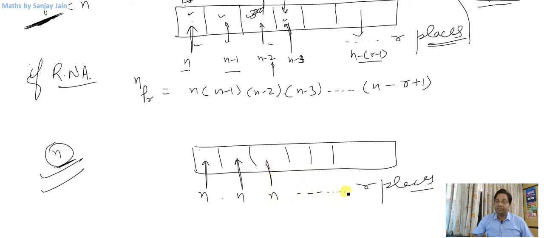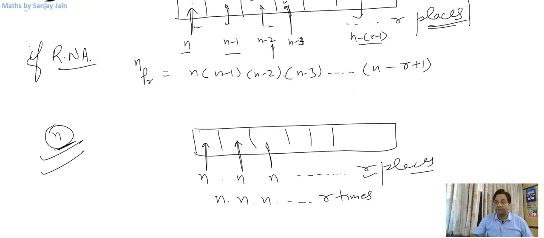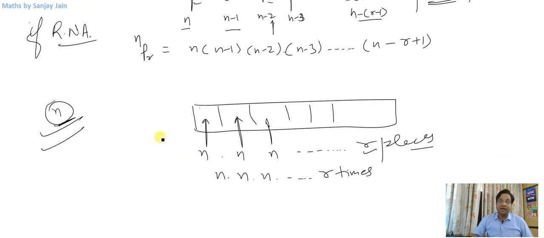And how many places do I have? r places. So n into n into n, r times, right? So these are the number of ways of filling these r places with these n digits. So out of these n digits, I'll take r digits and place them here. Repetition is allowed, so the total number of ways is n raised to power r. Okay.